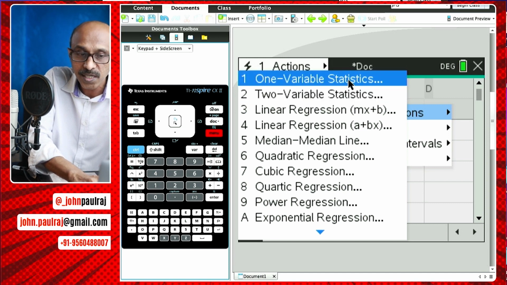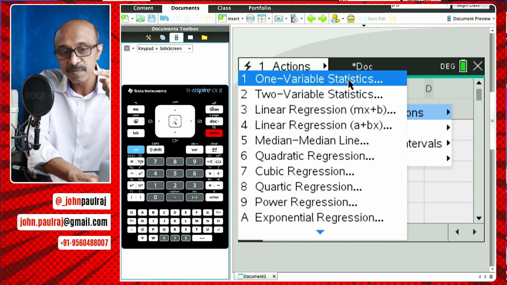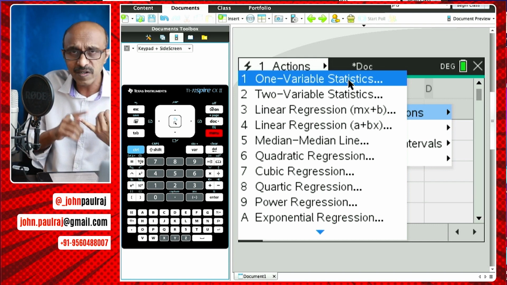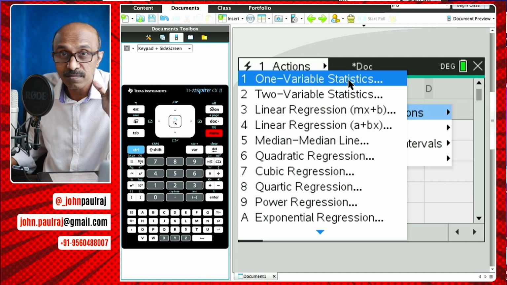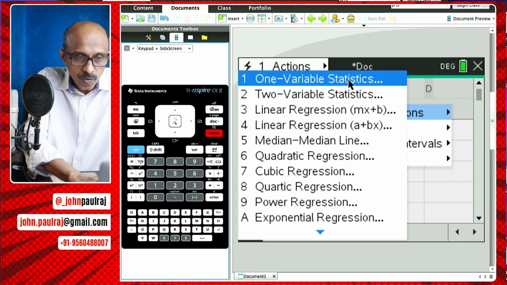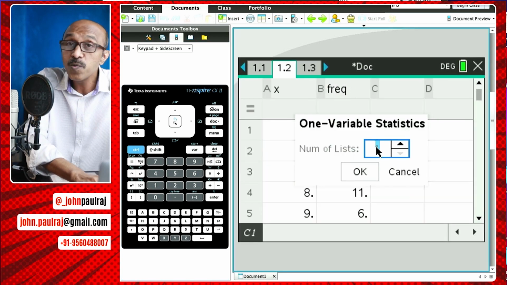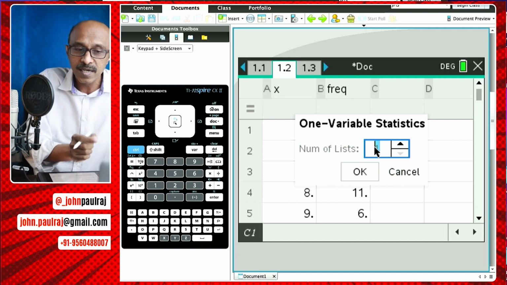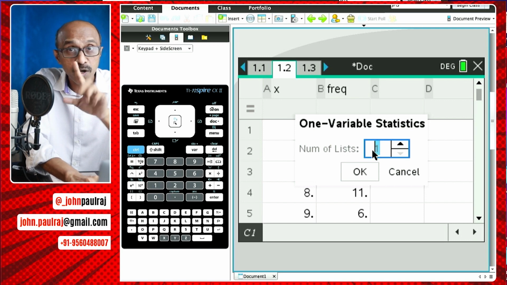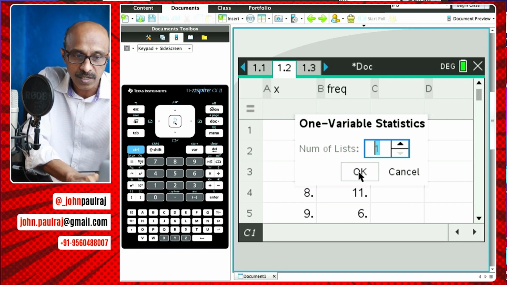The one variable statistics you'll use when you have one variable. Predominantly, almost all the questions are one variable unless it's a question on regression. I'll explain that, okay? So one variable statistics we are going to run. It's only one list. The data is coming from one list. Although you've entered two columns, it's one list only. Where is the data? Not frequency. The data is in one list.